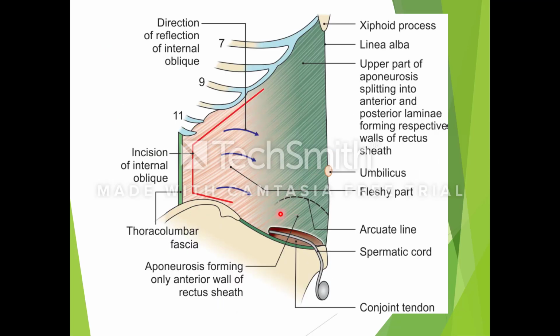See here, this is the internal oblique muscle. It originates from the thoracolumbar fascia, the iliac crest, the intermediate area of the iliac crest, and the lateral 2/3 of the inguinal ligament. The fibers go upwards and medially, and they are inserted over the lower 3 or 4 ribs, the xiphoid process, the linea alba, and the pubic symphysis.